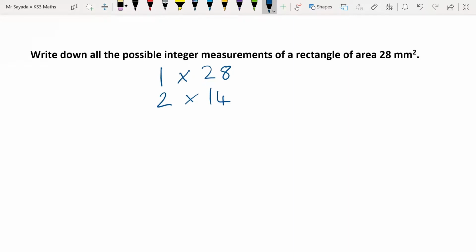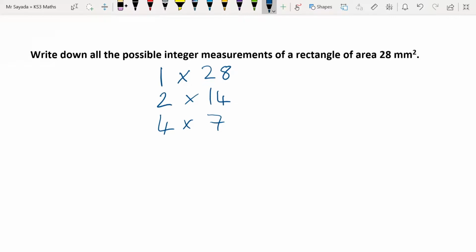Does 3 go into 28? Say your answer to the video now. No, it doesn't, because it's not in the 3 times tables. Does 4 go into 28? Say your answer to the video now. Yes, it does, because it's in the 4 times tables. And 4 times what makes 28? You should have said 7. We've only got 2 more numbers between 4 and 7 to check, which is 5 and 6.